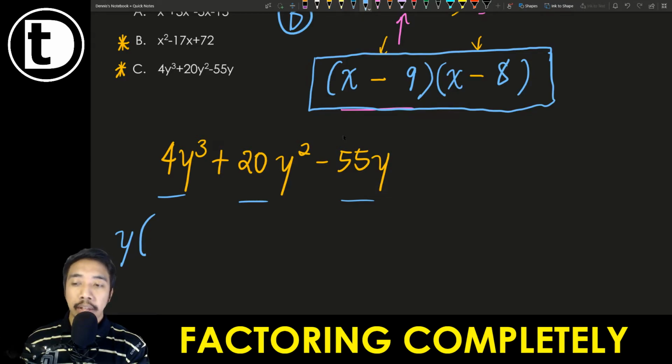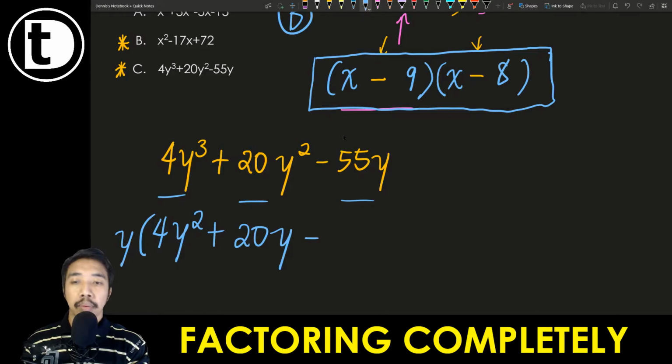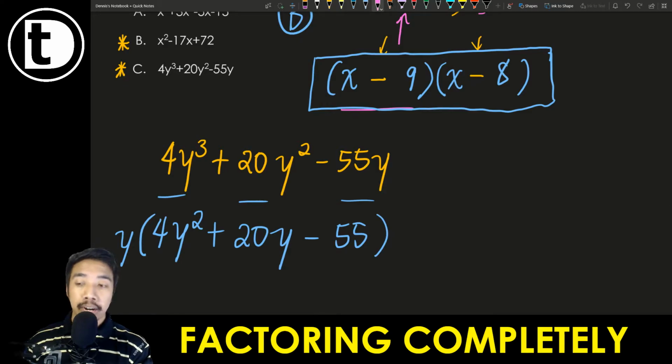So that will bring us to 4y squared plus 20y minus 55. Just to make sure you did it correctly, as you can see, we never write 1 here, but there's an imaginary 1 there, an implicit 1. We don't write it anymore.